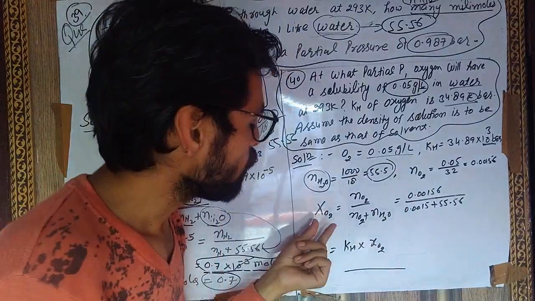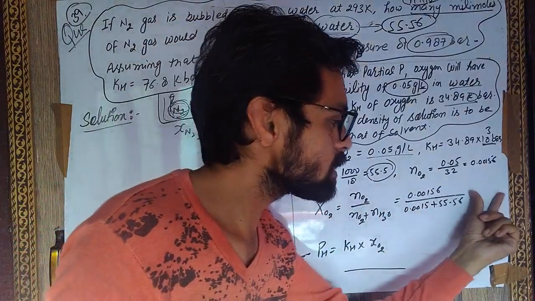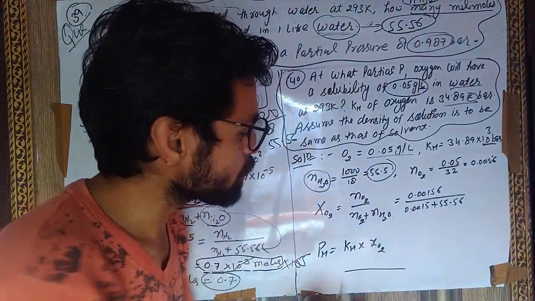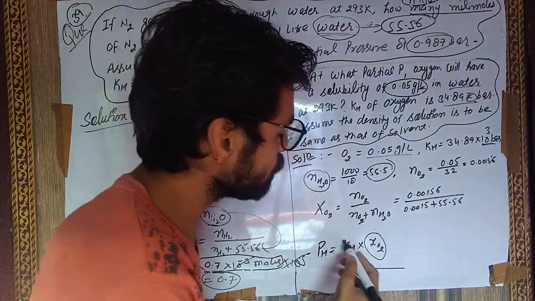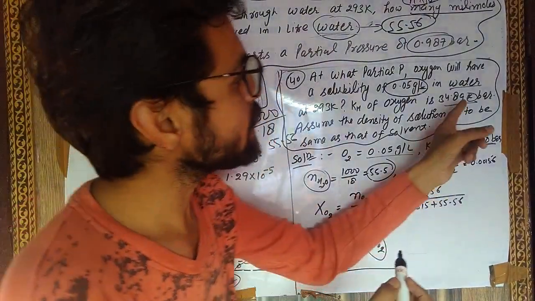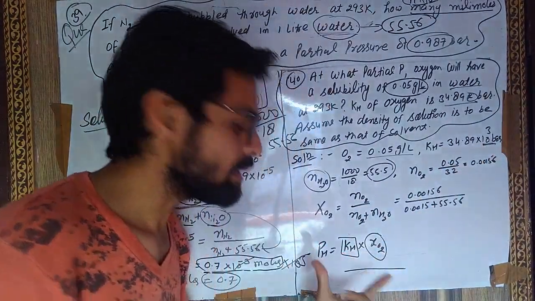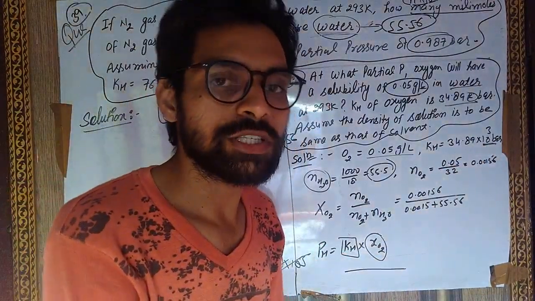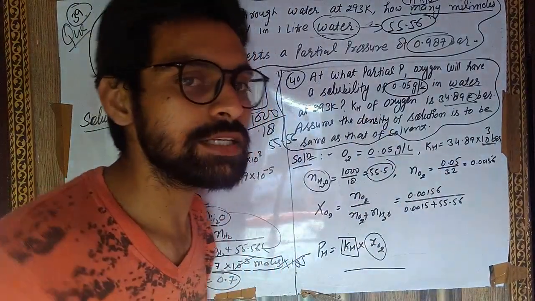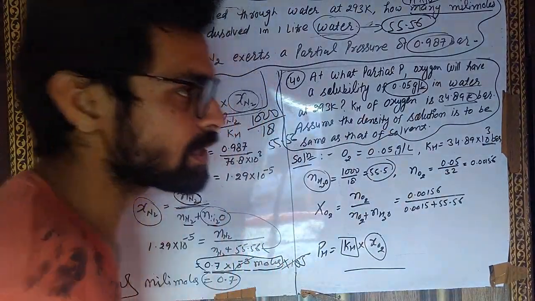ऑक्सीजन के लिए लगाएंगे। Okay, so you will calculate the mole fraction using this formula. Okay, then you will put the value of mole fraction here and then you will multiply it by Henry constant which is 34.89 into 10 raised to power 3, this one, and then you will come to know the partial pressure of oxygen gas. You can take the screenshot and let's move to the next question.